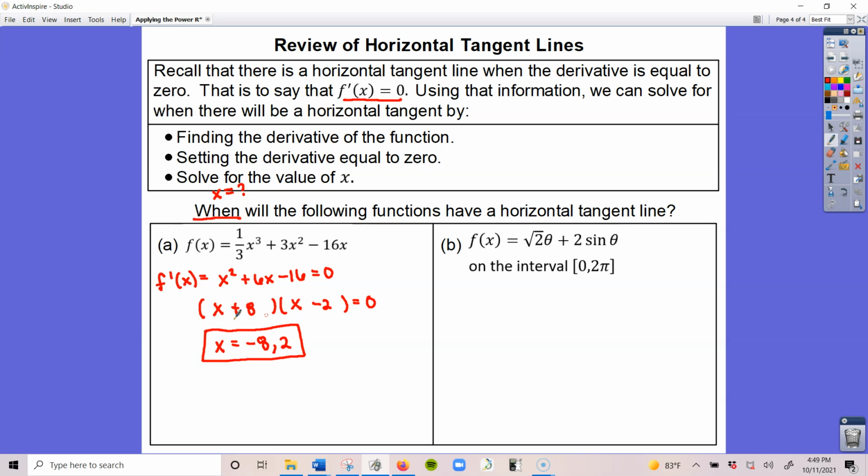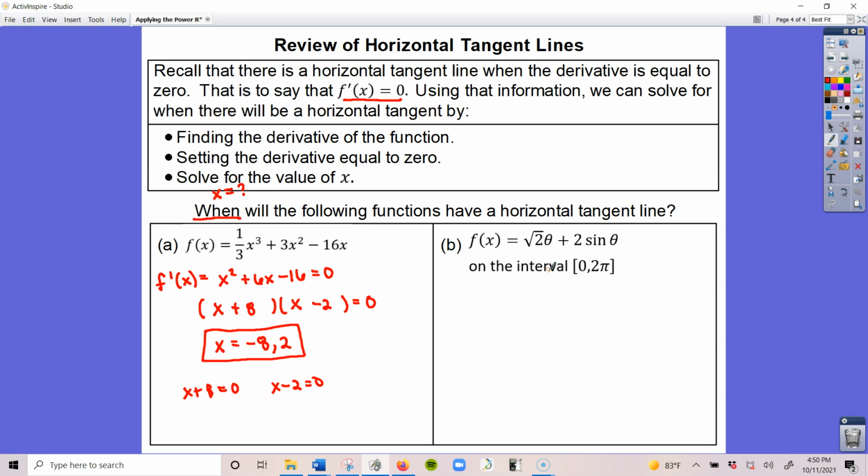So remember, when you have your factors, how I got these numbers is you set each individual factor equal to 0 and solve for x. So I'd have to subtract the 8, which is why it's negative 8, and then I would have to add the 2, which is why it's positive 2.